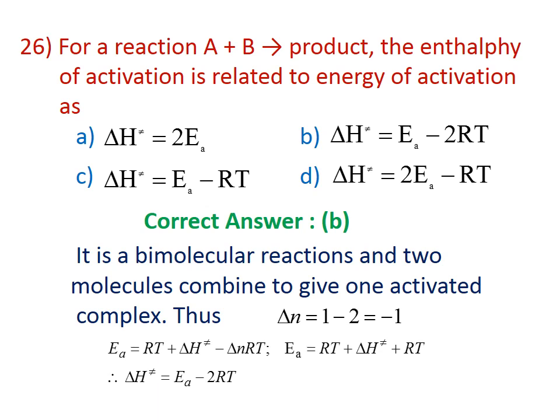26. For a reaction A plus B gives product, the enthalpy of activation is related to the entropy of activation. Here the important point is it is a second order reaction. For a second order reaction, delta n will be equal to 1 minus 2, that is minus 1, and Ea equals RT plus delta H double dagger minus delta n into RT. With delta n equal to minus 1, minus into minus gives plus. Therefore, delta H will be equal to Ea minus 2RT. Option B is correct. The correct answer for the question is B.